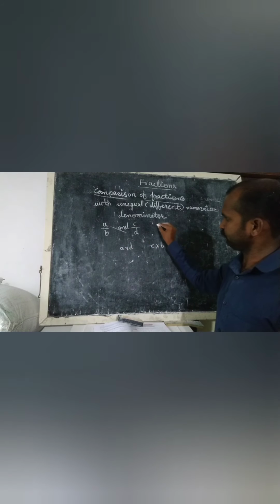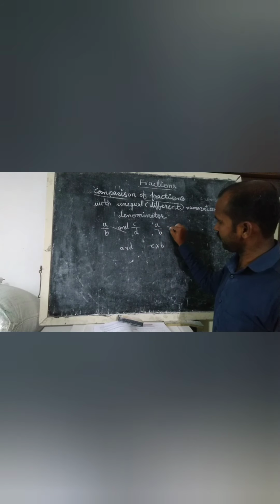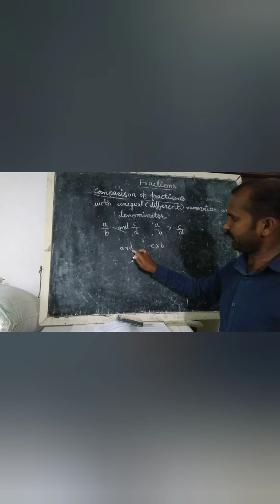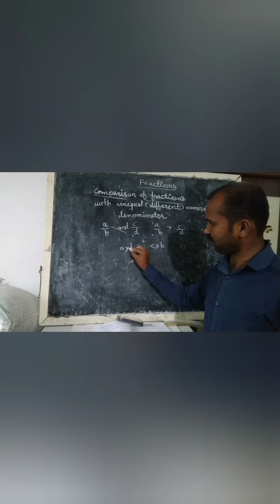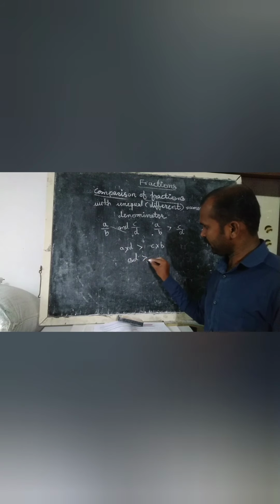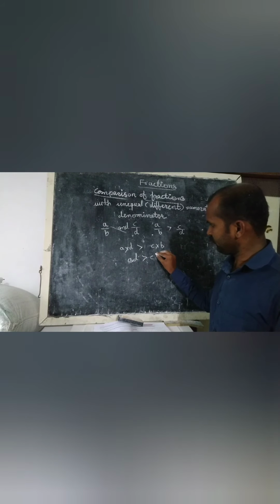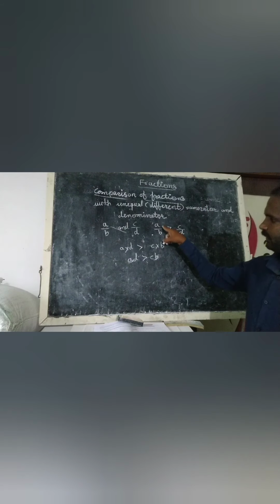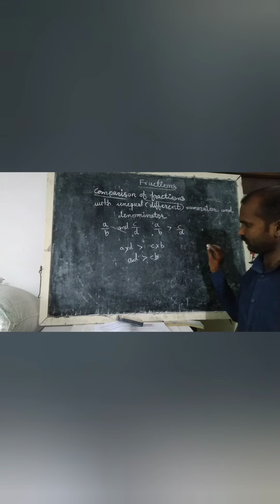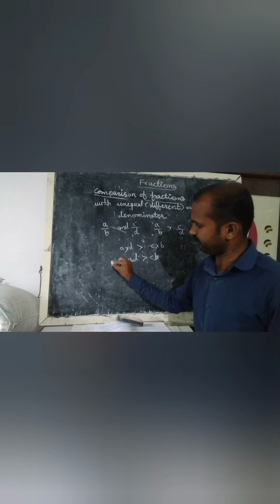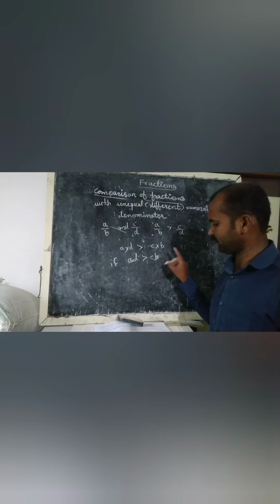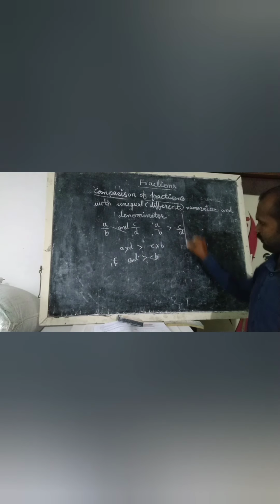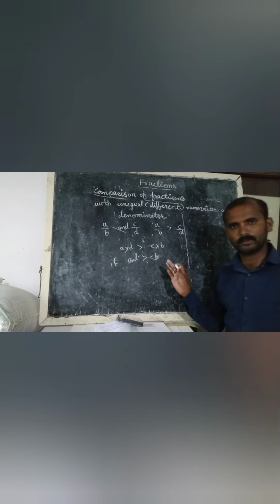In this condition, A upon B is greater than C upon D when A into D is greater than C into B. Means in simple words, without multiplication we can write A into D is greater than C into B if A upon B is greater than C upon D. For example, now in this way some of you may get confused.